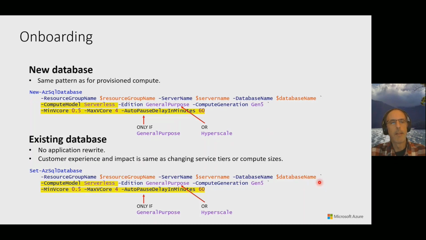Moving existing databases, say in the provisioned compute tier, into serverless is equally straightforward. Essentially the same API signature, but it's also worth pointing out that moving into serverless doesn't require any kind of application rewrite. So there's a very high degree of mobility in terms of moving databases either into serverless or out of serverless back into provisioned compute.